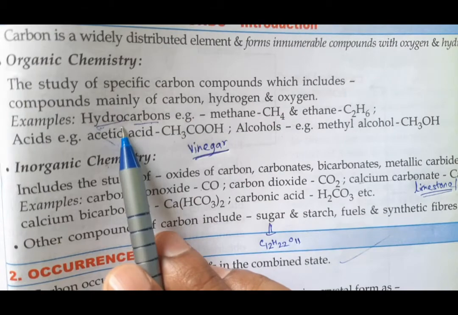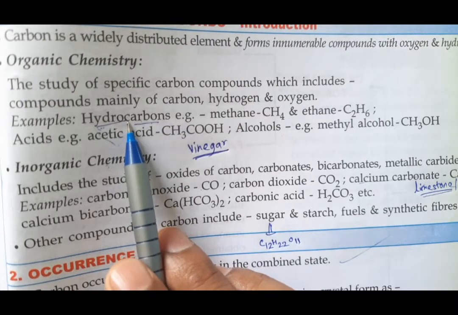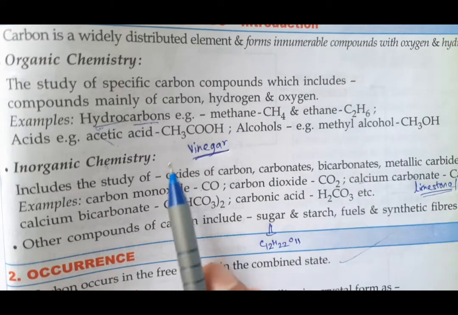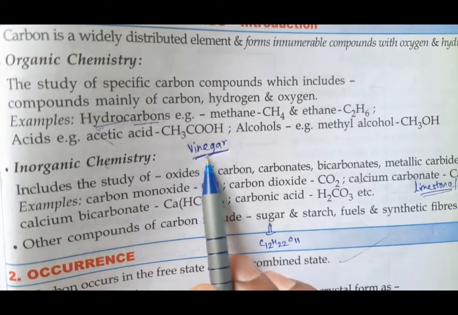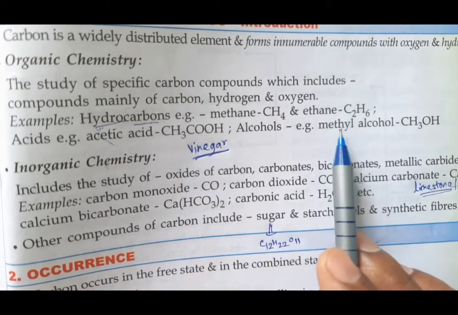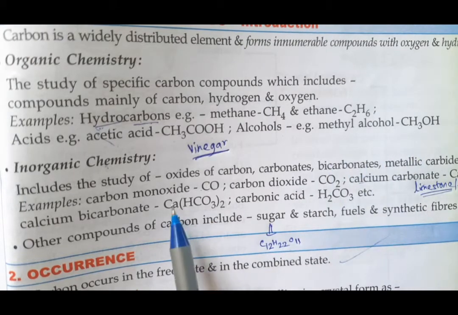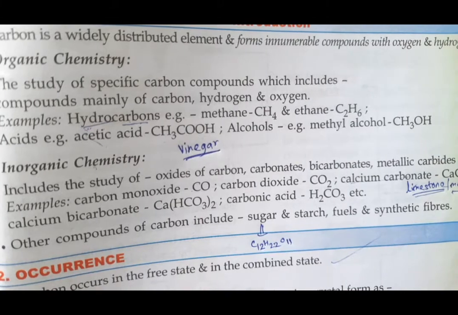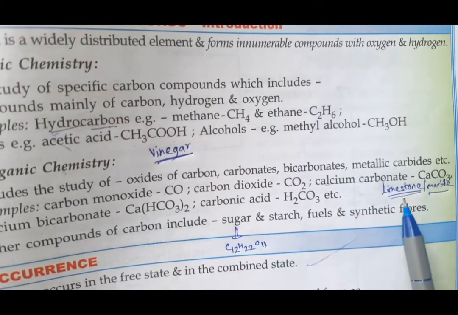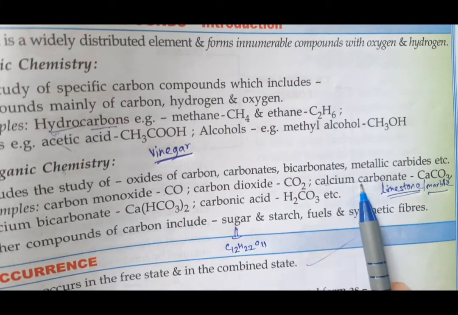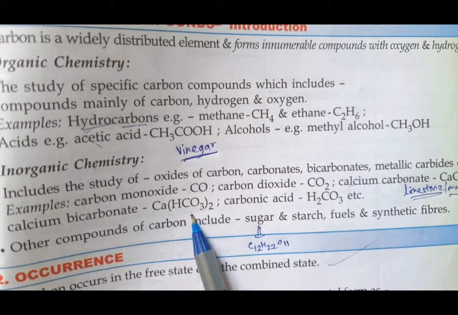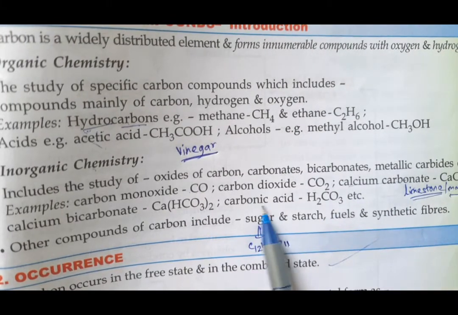And do remember, what does hydrocarbon mean? A compound containing only carbon and hydrogen is called a hydrocarbon. Examples are methane and ethane. Remember, acetic acid is also known by the name vinegar. Remember the formula of methyl alcohol. Carbon monoxide and carbon dioxide are the inorganic compounds of carbon. Limestone, marble, and calcium carbonate mean the same, and the formula is CaCO3. Remember the formula of calcium bicarbonate, and remember the acid of carbon is called carbonic acid.